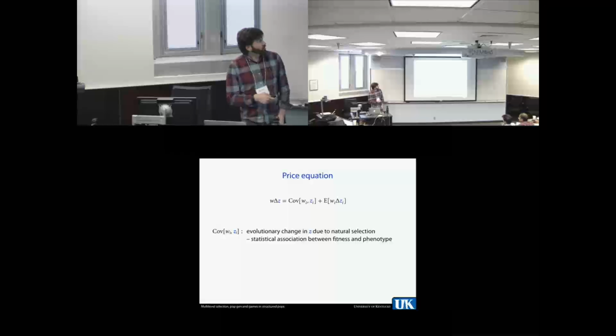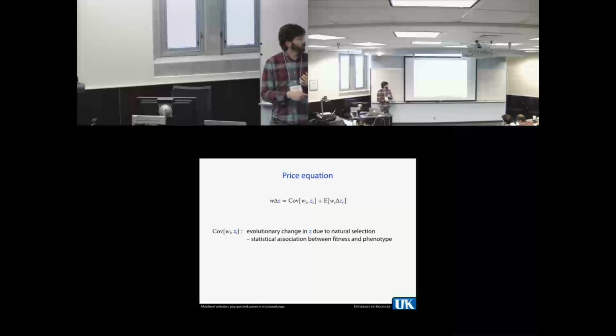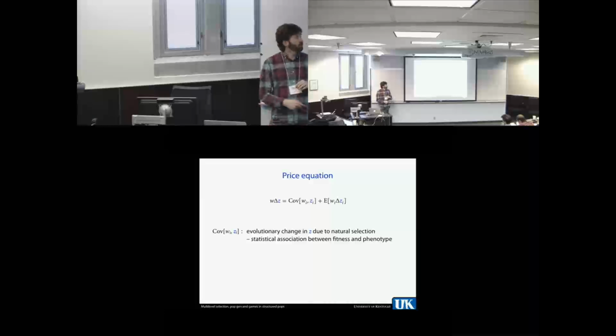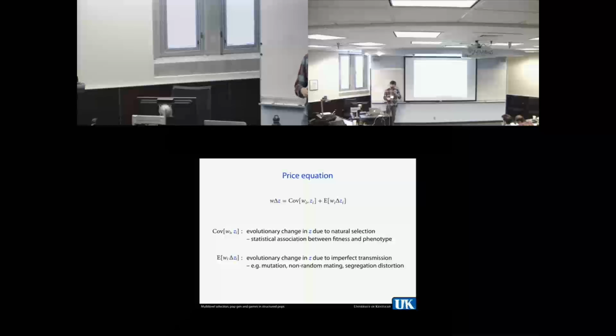So one reason that people are interested in using the Price equation is that you can think of these two components as partitioning the evolutionary change into two different pieces. The first component, the covariance, is the evolutionary change in this allele frequency or this phenotype due to natural selection, because it's really measuring the statistical association between fitness and that trait. And the second component, this expected change, is the evolutionary change due to imperfect transmission from that trait Z in the current generation to whatever it is in the next generation.